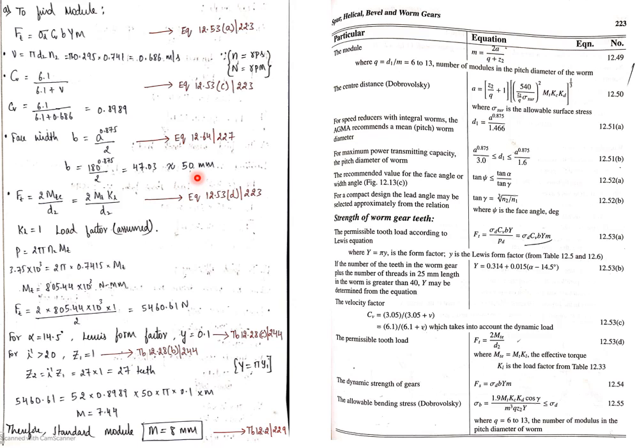So the next thing is to find the effective torque. This is the formula which we'll be using, effective torque, from page number 223 itself. You can see here where MT represents the effective torque, where MT is known as MT into KL, where KL is a load factor. You can take it from table 12.33. In that table you will be getting the load factor values.